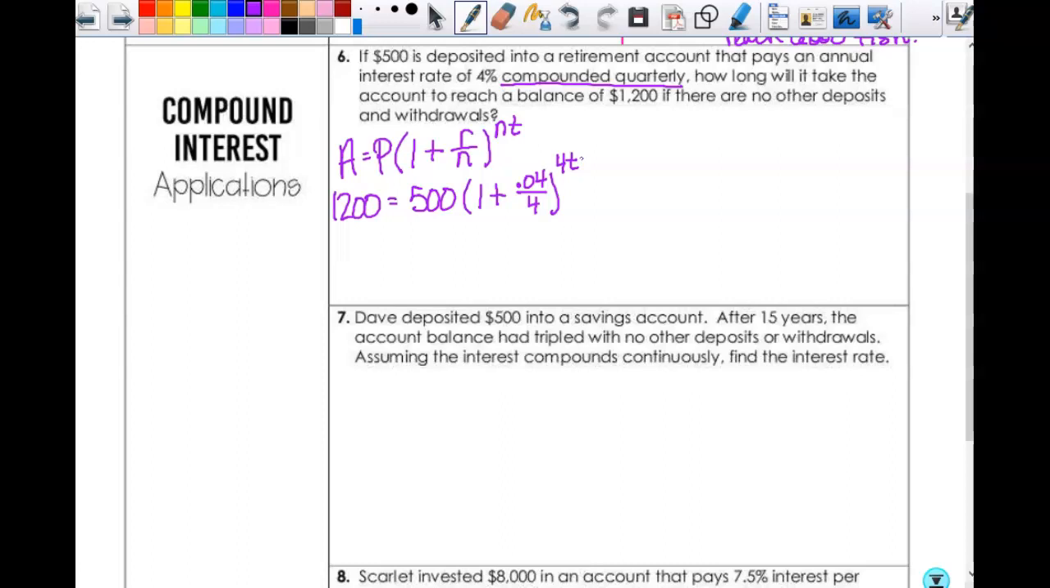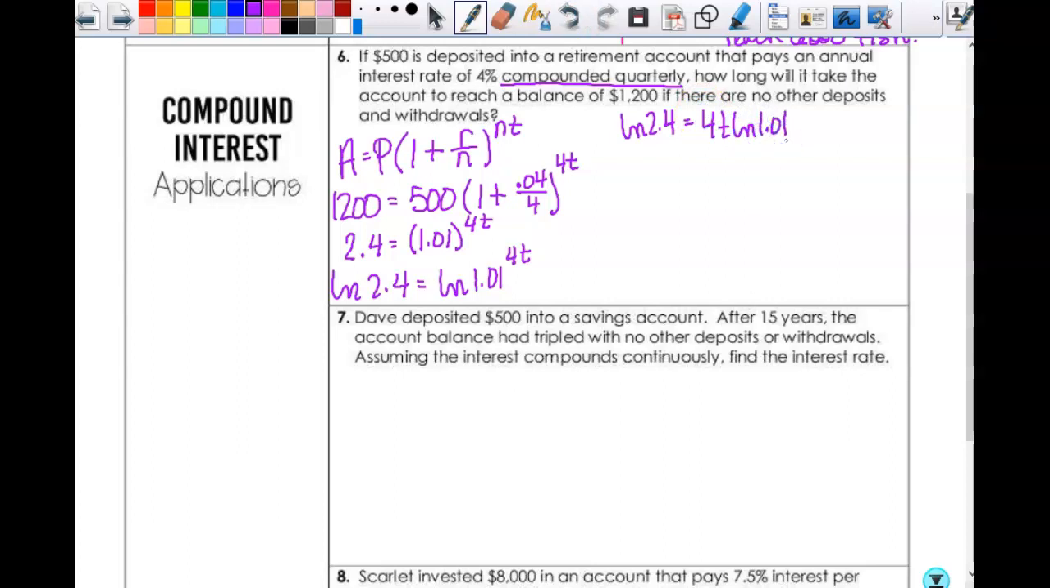So now I can divide. What's 1200 divided by 500? 2.4. So I get 2.4 equals 1 plus, so 0.04 divided by 4 is 0.01. I add that to 1, and I'm going to get 1.01 to the 4t power. Now I can take the log of both sides, so the natural log of 2.4 equals the natural log of 1.01 to the 4t power. So the natural log of 2.4 equals, I should have got that up front, 4t times the natural log of 1.01.